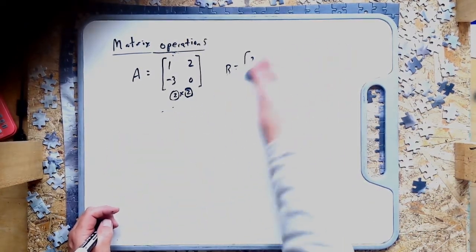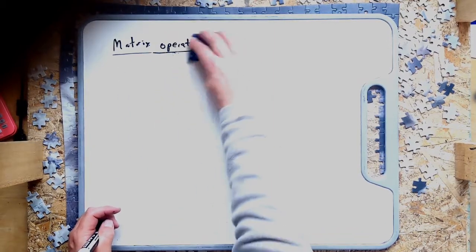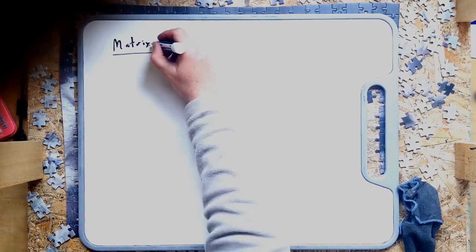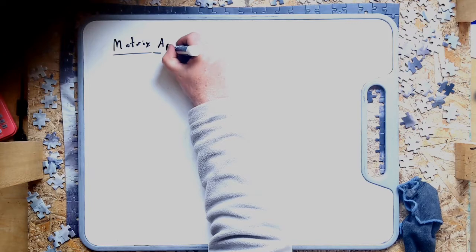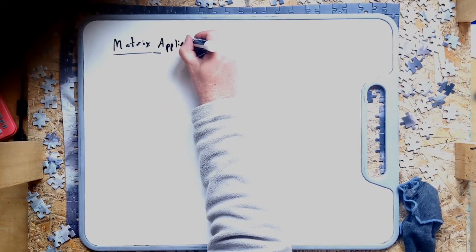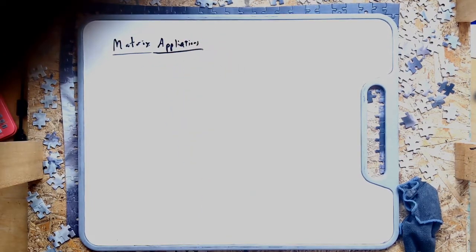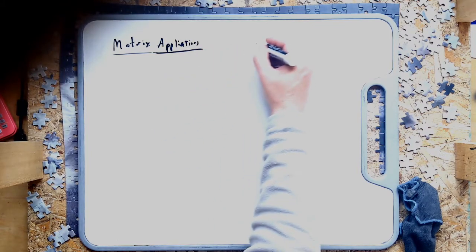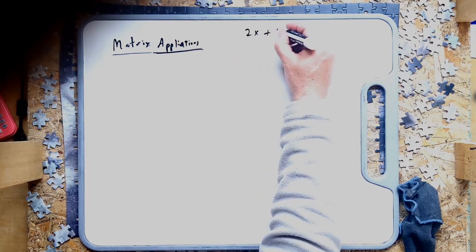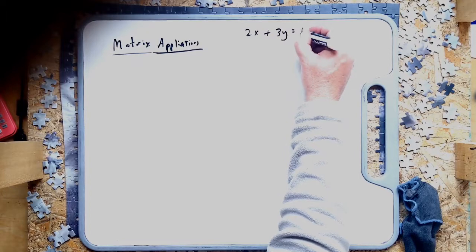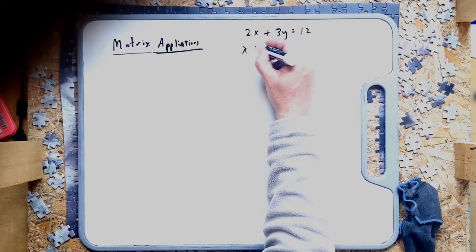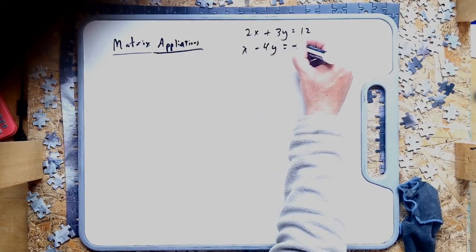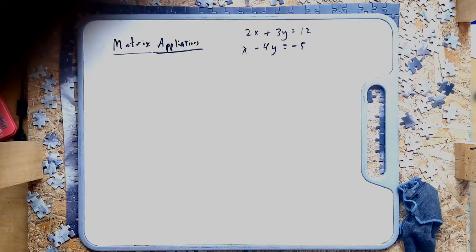Now we're going to move on to matrix applications. And the applications I'm going to deal with are solving matrices by row reduction and solving matrices by inverses. And I'm going to use a single set of equations for both of these, so I'll write it up here. 2x plus 3y equals 12, and x minus 4y equals negative 5. I'm going to solve it both ways.